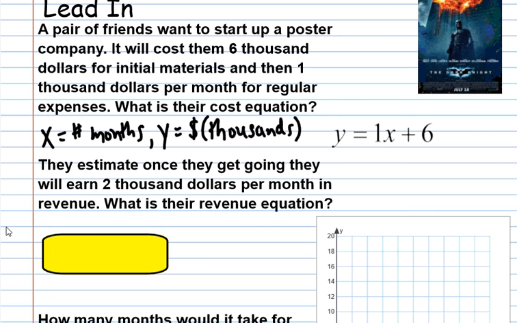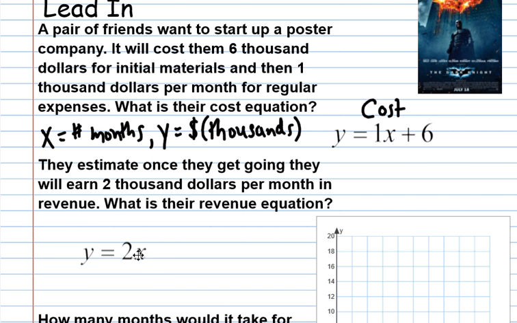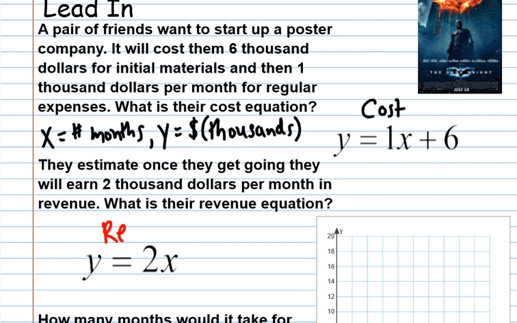However, the whole point of starting a business is not just to pay costs, because this is only the cost equation right here. It's to make money. We call that revenue. They estimate once they get going, they are going to earn $2,000 per month in revenue. What would the revenue equation be? Well, it'd be Y equals 2x. So Y equals 1x plus 6, Y equals 2x. This would be their revenue equation.